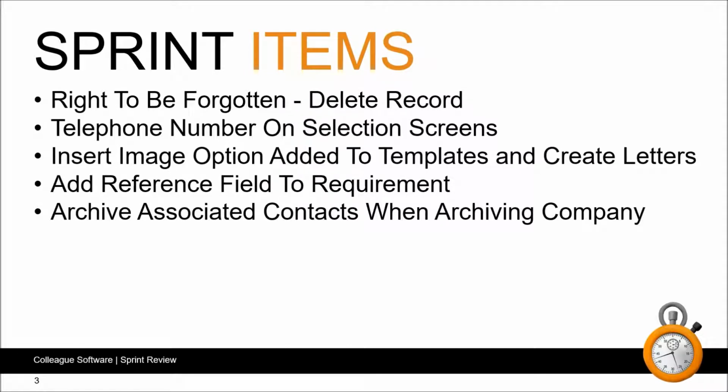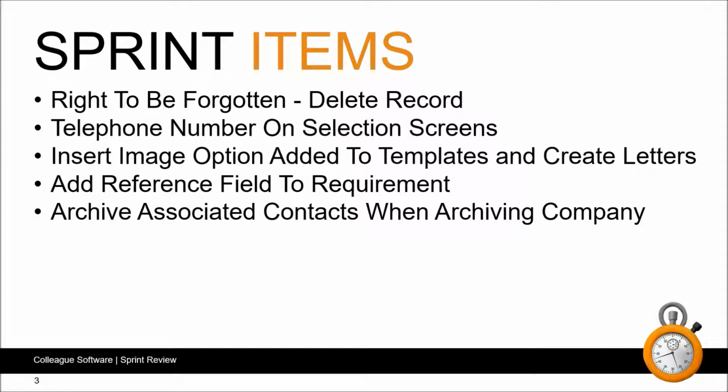Looking at the high-level items, in this sprint we've delivered the delete record function, which will completely wipe a record of its associated data and documents, rather than the archive process, which simply removes the record from view. As mentioned, this is so that Colleague 7 users have the tools to comply with the right to be forgotten component of GDPR.